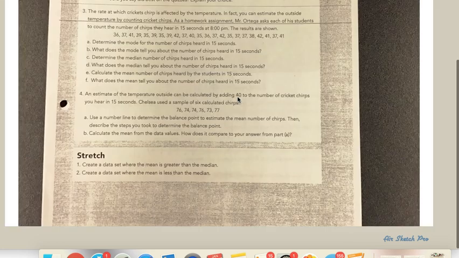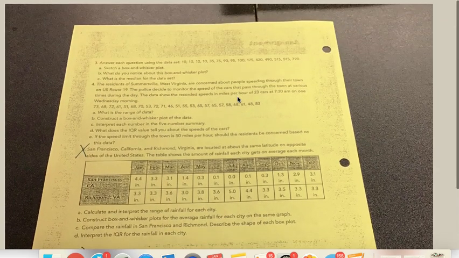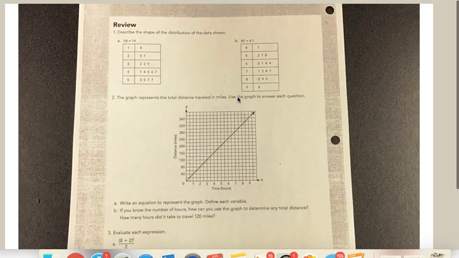The next page, this is again from yesterday. Let me see if I can insert your second page that you're supposed to have. Here it is. So here you have to do all of 3. All of 3. You have to do all of 4. You do not have to do any of this 5 or any of the stretch. And then you do have the review.